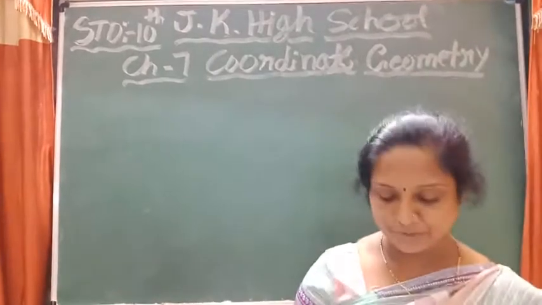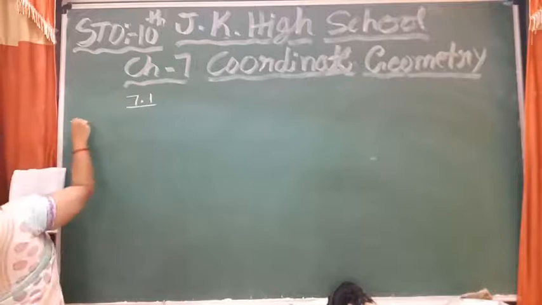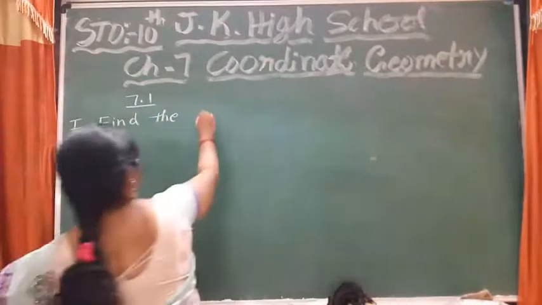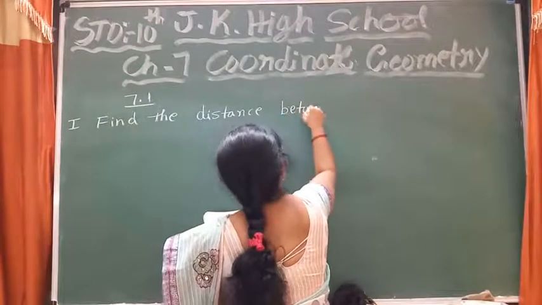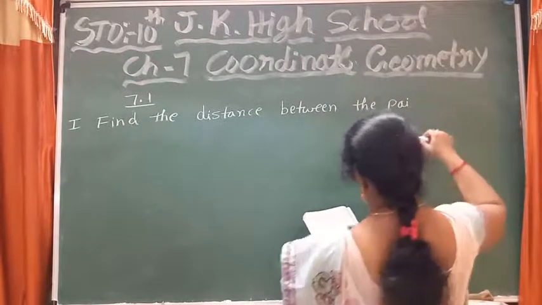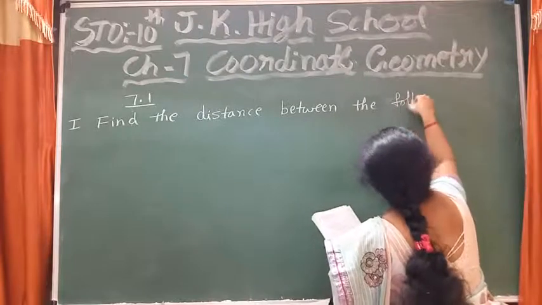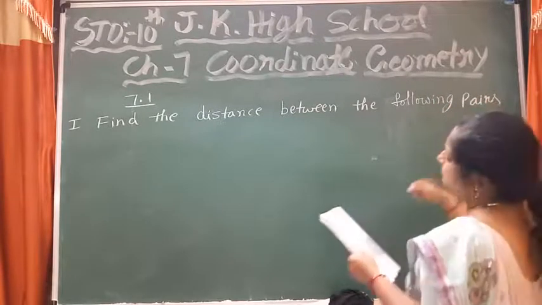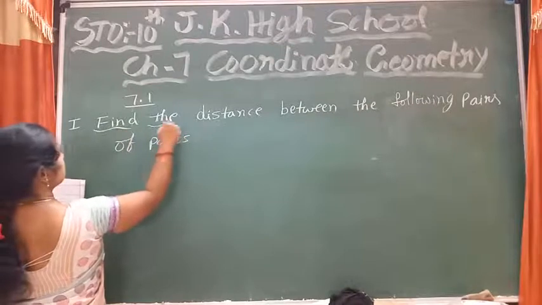I am going to solve exercise 7.1. The first main heading is: find the distance between the following pairs of points. This is the heading actually. We have to find out the distance between the given 2 points.